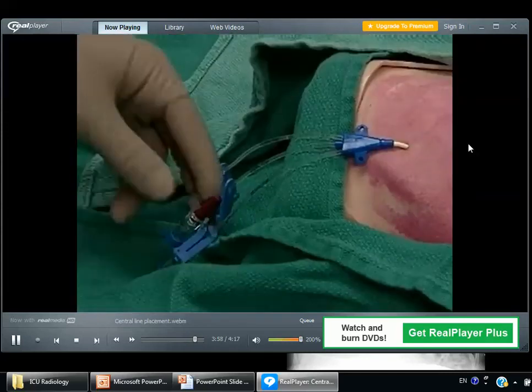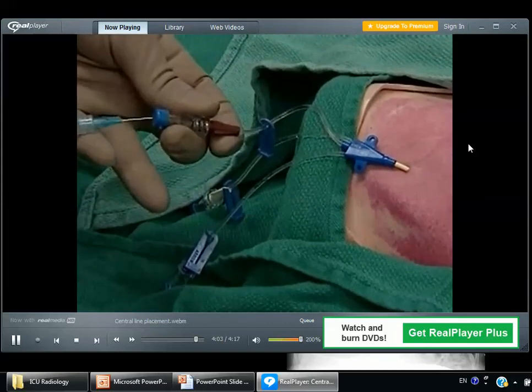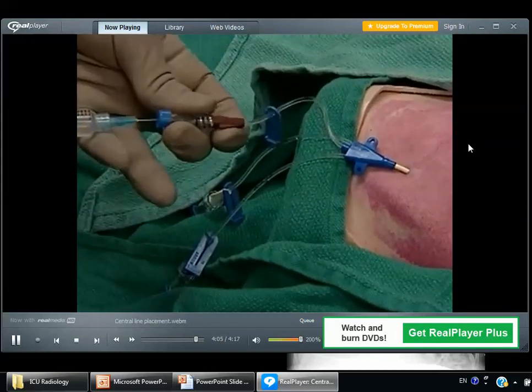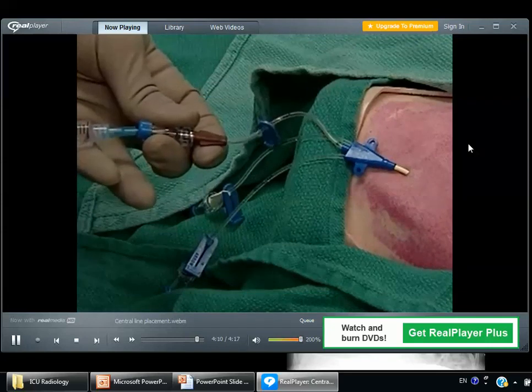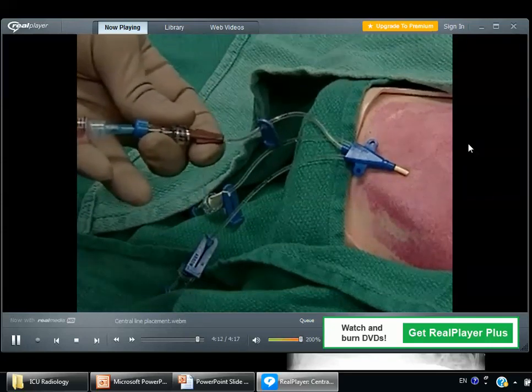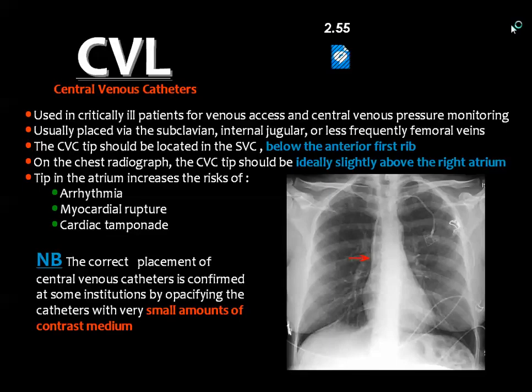Now, an important check. Put a syringe containing saline in the hub and make sure you can both withdraw and infuse fluids. You'll check all hubs in this way before suturing and applying a sterile dressing. Okay, this is how to insert the central venous line.